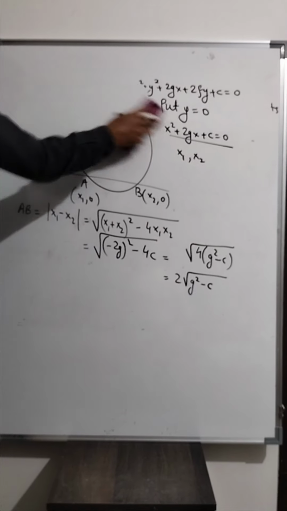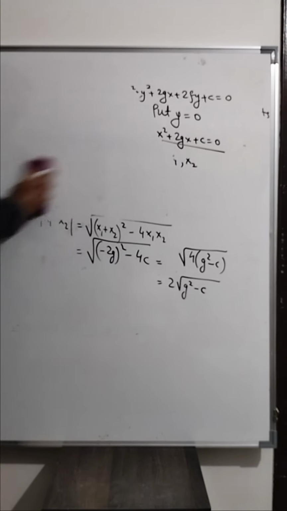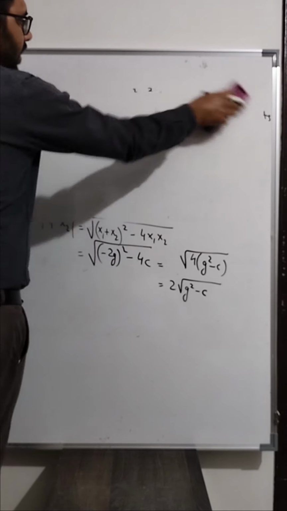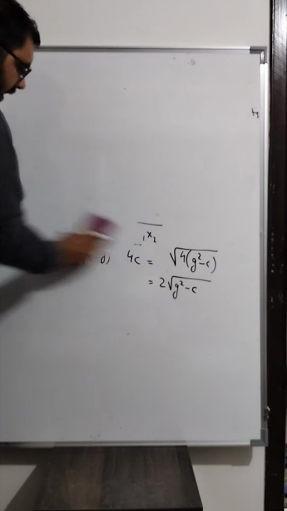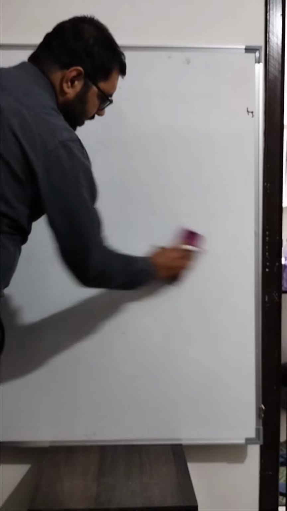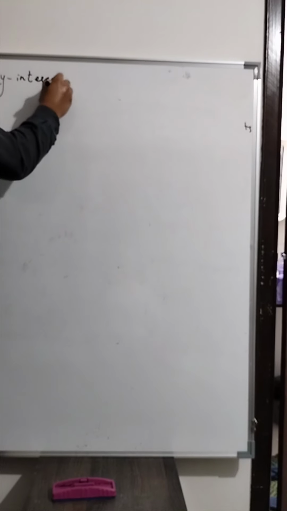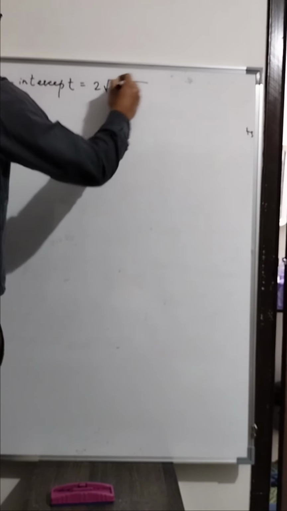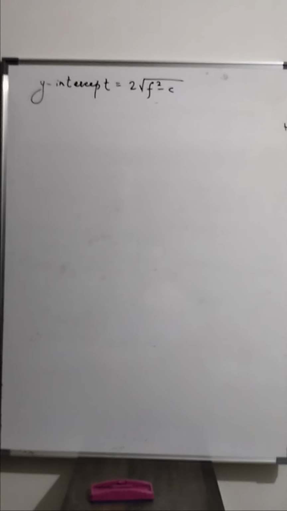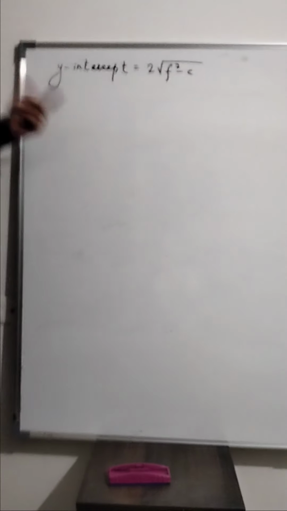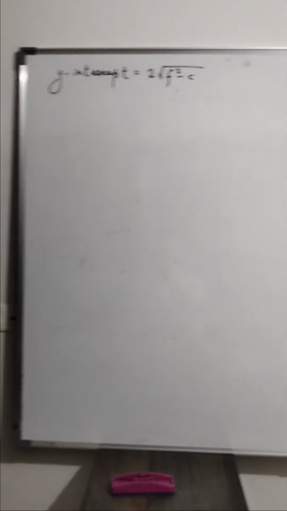So similarly, we can write the y-intercept. We can write the formula for y-intercept as y-intercept is equal to 2 root f square minus c. Since x-intercept is 2 root g square minus c, y-intercept will be equal to 2 root f square minus c, by following a similar approach as I did for the x-intercept.